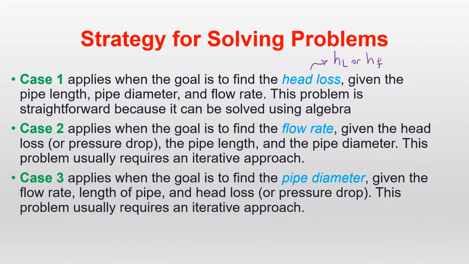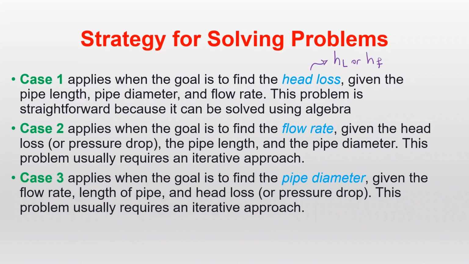Basically, when you are going to find head loss, in order to do that, you just need to find F, friction factor. You need to figure out if your flow is laminar or turbulent and use the correct diagram or correct equation to find F, and then substitute it in the Darcy-Weisbach equation and find HL or HF. It's a very straightforward kind of problem. That's the easiest case that you can encounter, and there is no need for iteration at all.